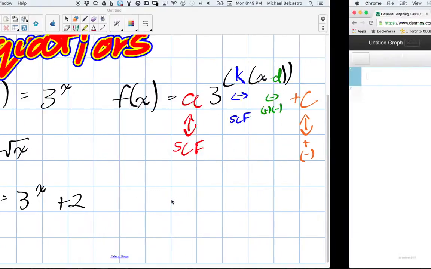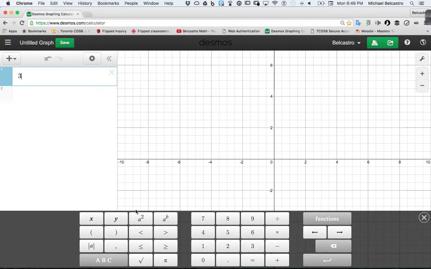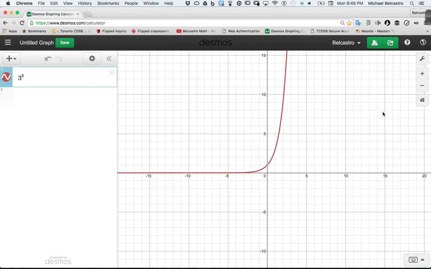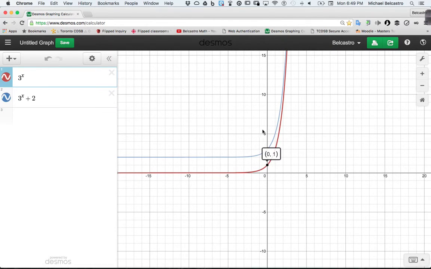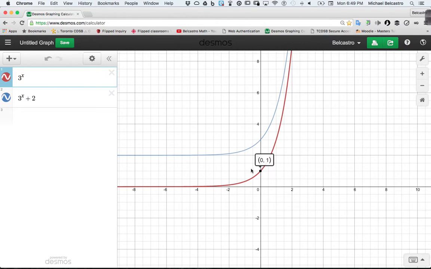Let's see what that would look like. We go over to decimals here. We have 3 to the power of x. So here's our function. We can zoom out a little. The second one we talked about is the exact same stuff, let's just paste it down here, but we're going to add the value of 2. And if you notice, this function was crossing the y-axis at 0, 1. It's now crossing it at 0, 3. So in other words, it's shifted up 2 units. Okay, so that's our vertical transformations.